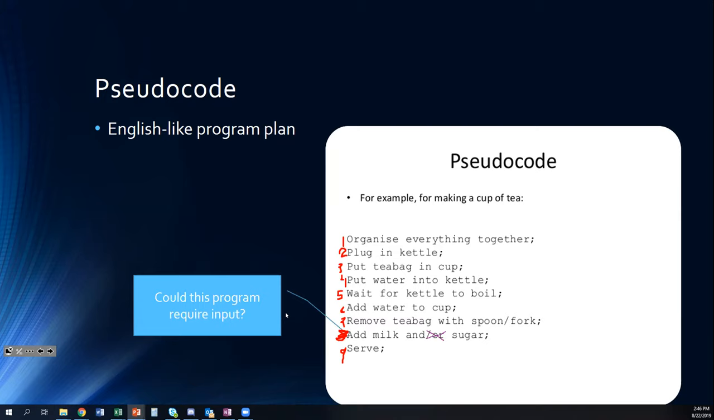Now, right there at step 8, could this program require input? When we look at this pseudocode and we know that it's eventually going to be a program, is there a spot there where we might want to ask something of the user? How much milk or sugar? Or do they want milk or sugar? How many tea bags? It just says put tea bag. It doesn't say put a tea bag or how many tea bags. Yeah, but I think milk and sugar is a really good place to ask for input. So we could ask the user how many tea bags they wanted, if they wanted it super hot. We could ask them all sorts of questions.